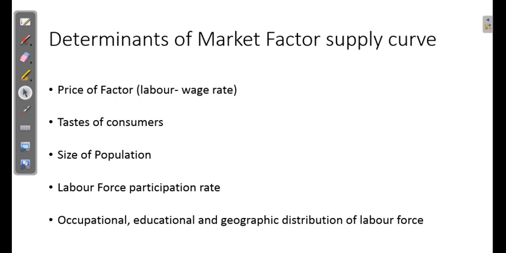And another distribution which is directly linked to market factor supply curve is geographic distribution. So there is a possibility that in a country, not all the areas may be equal in population density. There are certain regions which may have, say, more of hilly areas or forest cover, so the residential population may be low, and if residential population is low, then that may also reduce the factor availability, the labor supply availability in that area. Some areas are densely populated, so you will have more people willing to supply their labor services.